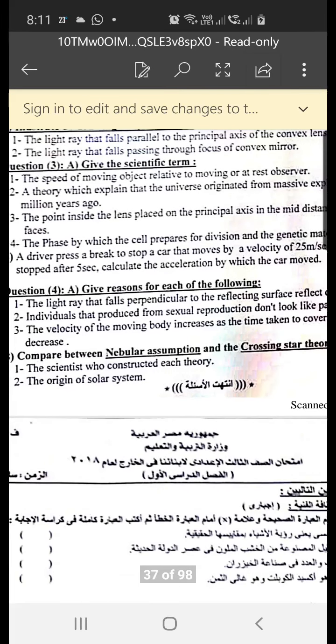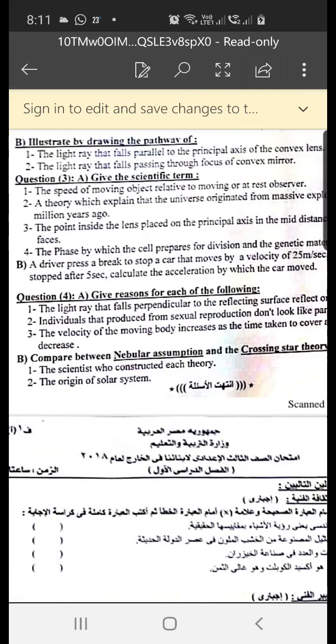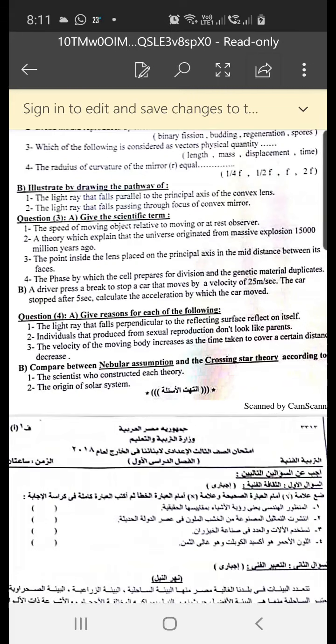Number 3, the point inside the lens placed on the principal axis in the mid distance between its two faces. The answer is optical center.